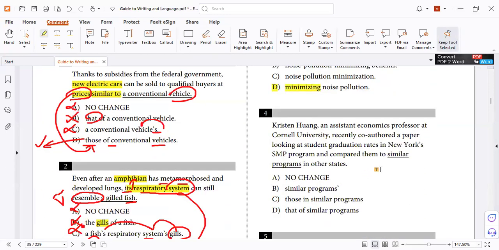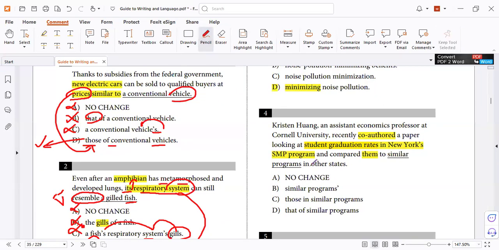Let me answer number 4. Kristen Hohan, who is an assistant economics professor and then co-authored a paper which is looking at, so present participle phrase, at students' graduation rates in New York's SMP program and compared, compared what? What are they? Student graduation rates too. So we compare graduation students in this program with rates in other states.